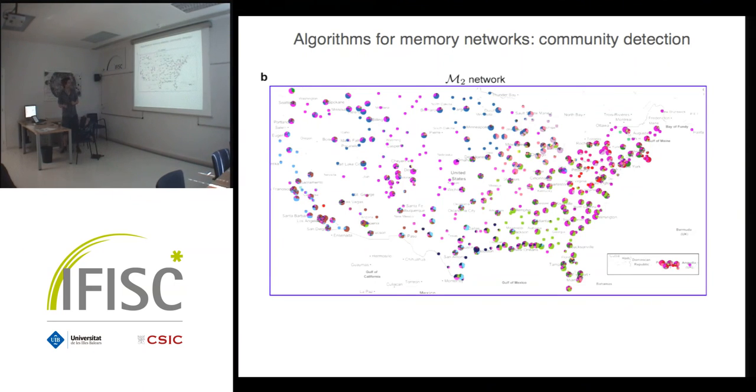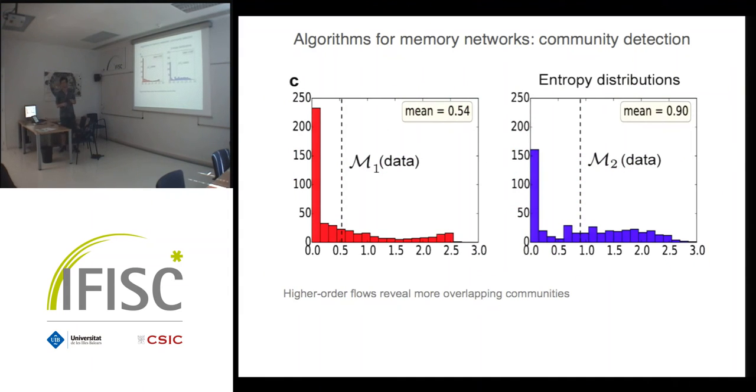Well, here it seems that there is a difference, but in order to quantify the difference, it's interesting to look at the first important difference: when you use the higher order flows, you tend to observe that airports belong to more communities. So that would be for the M1 data, and that would be for the M2 data. For each node, we looked at how it can belong to a certain number of communities, so 50% to the first community, 10% to a second, 5% to a third, and so on. And we measure the entropy for each node. The entropy will be very small if a node belongs to one single community.